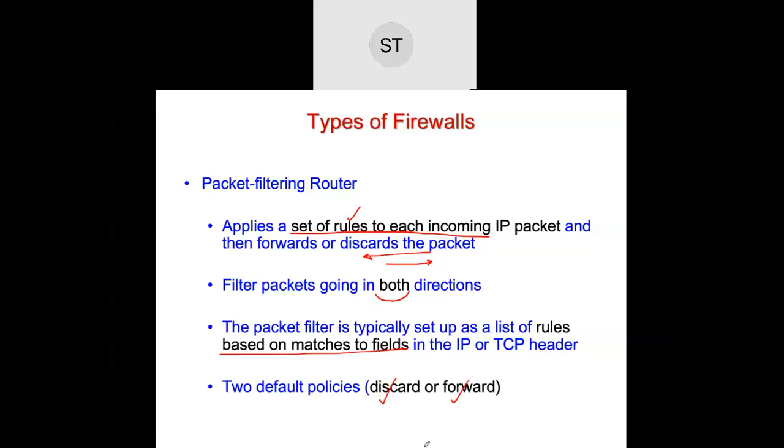That's why many times you get the message, dear user, you are not allowed to access this particular site because your packet contains a word which is typically blocked at the firewall. So the firewall is replying back that as a user you are not allowed to access this particular site.